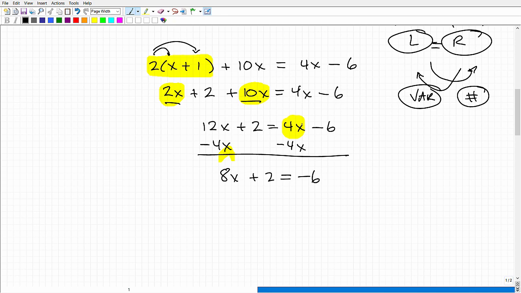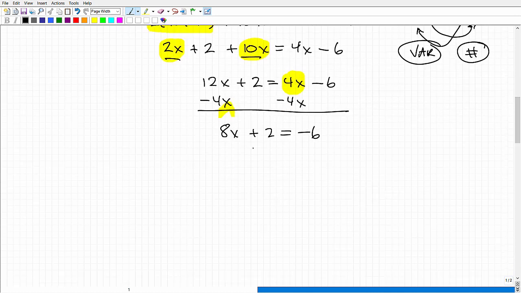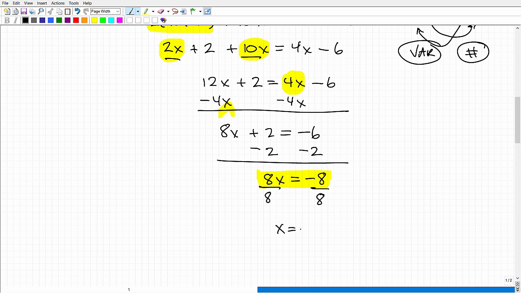So I just moved my 4x over to the left-hand side, and now I want to move all my numbers over to the right-hand side. So I'm going to subtract 2 from both sides of the equation like so, and I'm going to get 8x is equal to negative 8. All right, and last but not least, now I have this real basic equation. I'm going to divide both sides of the equation by 8, and I get x is equal to -1. That is the solution.